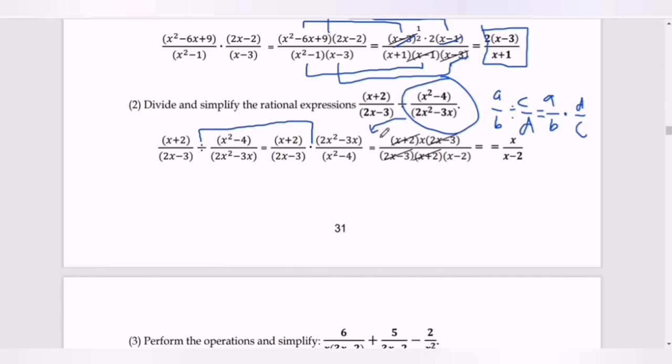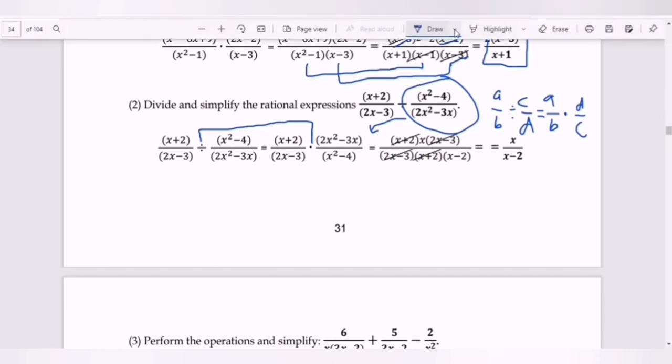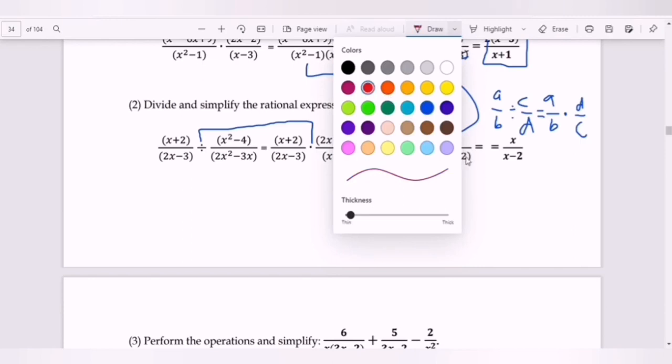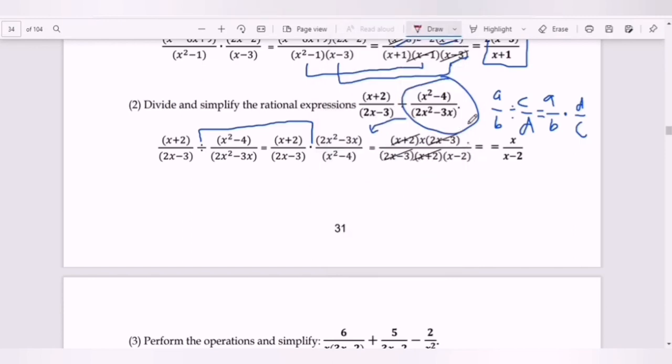So here it is. The denominator will be our numerator, and then x squared minus 4 will be our denominator. So the next step, since we already divided this equation, is to find the simplified form of this problem. I mean, the next step is to find the factors for these rational expressions.